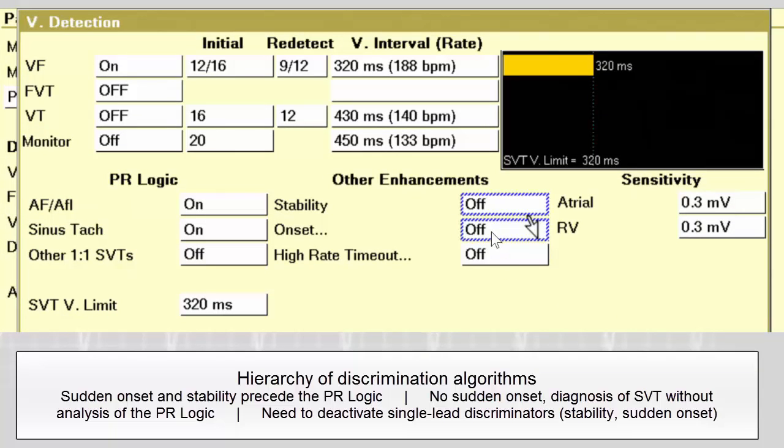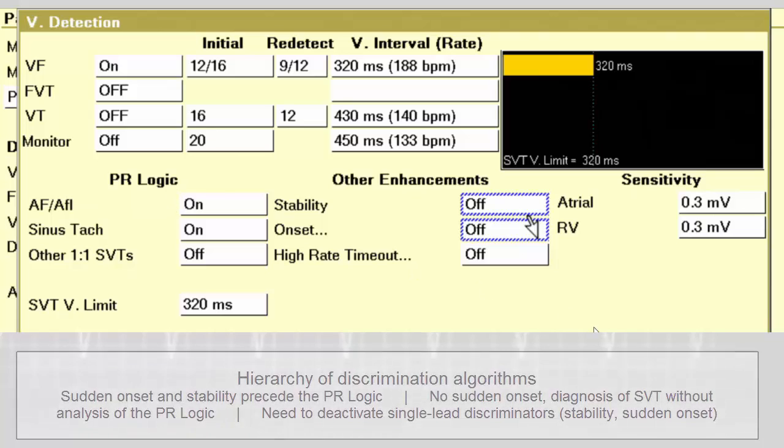The solution in this patient is probably to deprogram these two single lead discrimination parameters, the stability and the onset. In this case, the PR logic will work in first intention. For the stability and the onset, we program these parameters only when there is a dysfunction of the PR logic, for example, when there is a problem of atrial undersensing.